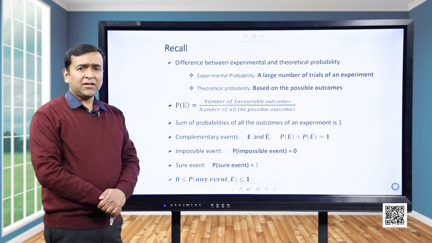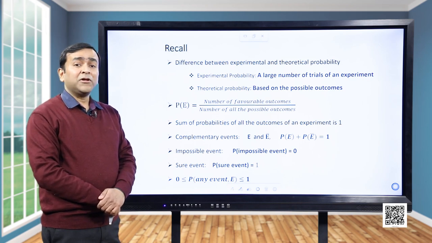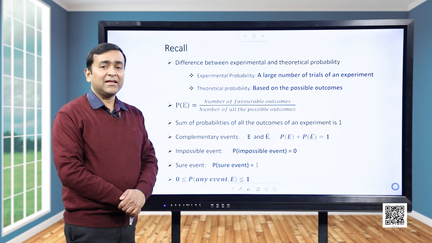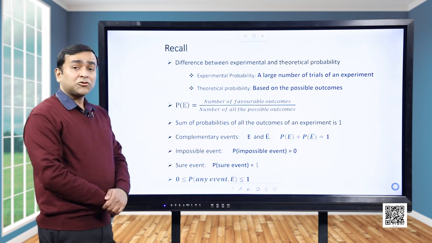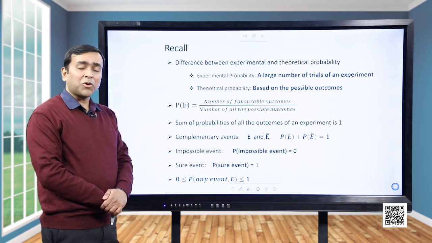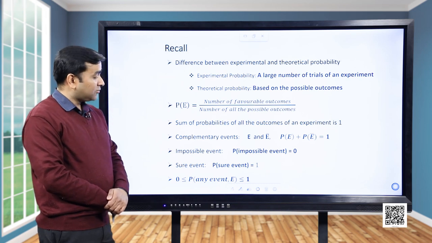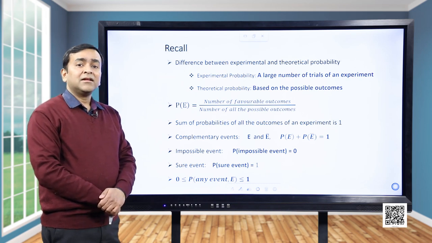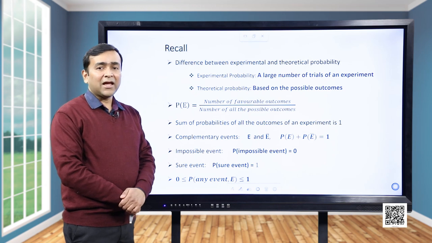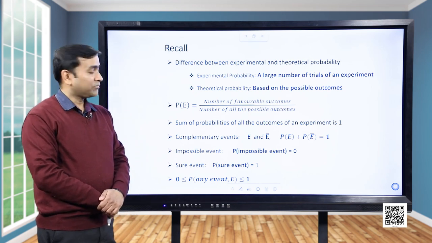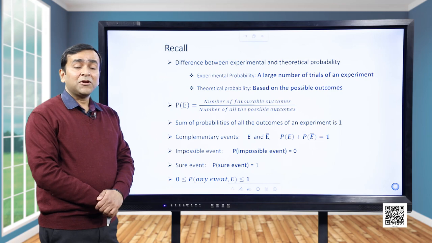Does the sun rise in the west? No. We know for sure that the sun rises in the east. So this is a sure event. And what is its probability? The probability is 1. Thus, the probability of any event lies between 0 and 1. So now it is time to practice.